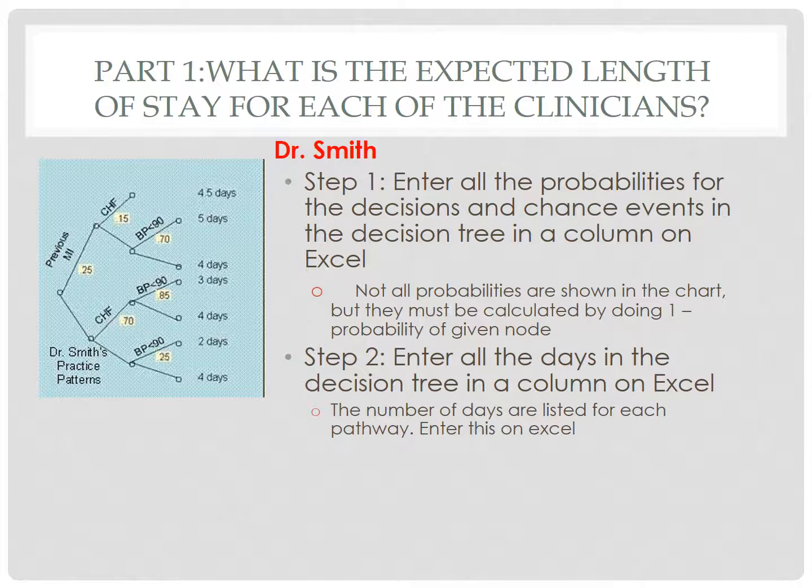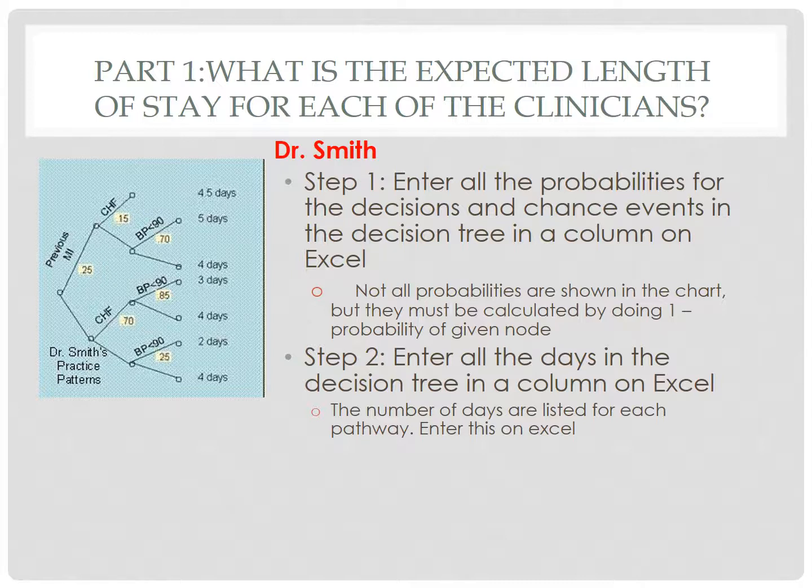Note that 0.85 and 0.30 are not directly written on the tree, but to calculate them, we must do 1 minus the probability of the event that is written. The fourth path has 3 days, where probabilities are 0.75, 0.85, and 0.70. The fifth path has 4 days, where probabilities are 0.75, 0.70, and 0.15. The sixth path has 2 days, with probabilities of 0.75, 0.30, and 0.25. And the last path has 4 days, with probabilities of 0.75, 0.30, and 0.75.